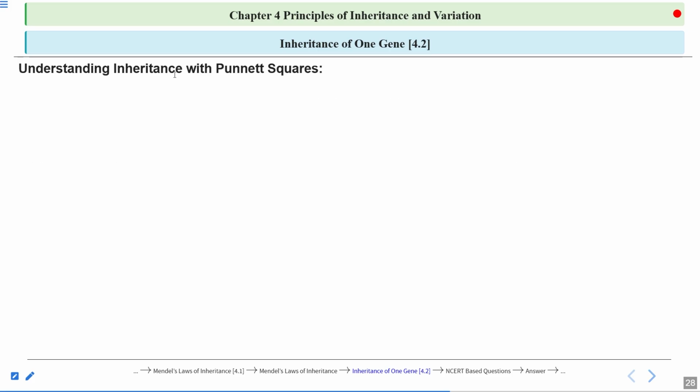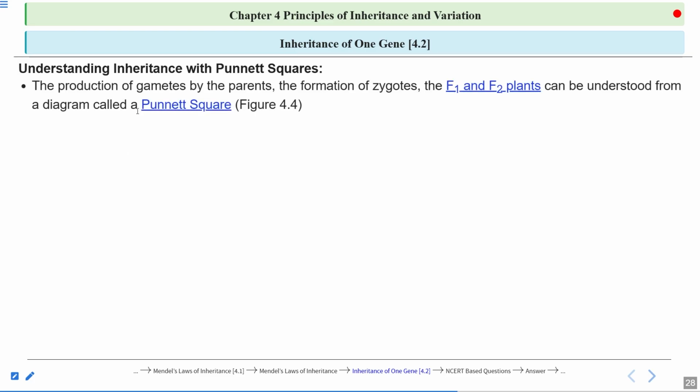Okay, now let's understand the inheritance with the help of the Punnett square. So first of all, what is the Punnett square used for? The Punnett square gives you information regarding the production of gametes by the parents. Then it will tell you about the genotype of the zygotes or the hybrid which is formed. And then by looking at the genotype, you can tell the phenotype also. Then the genotypes of the F1 generation and F2 generation can be understood by the Punnett square.